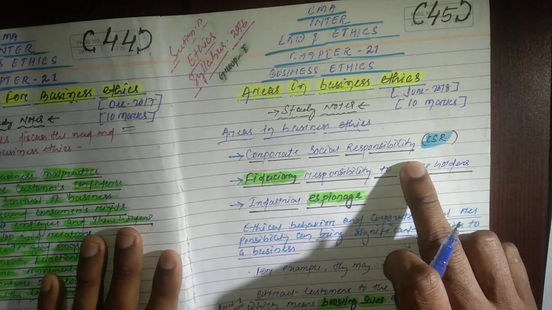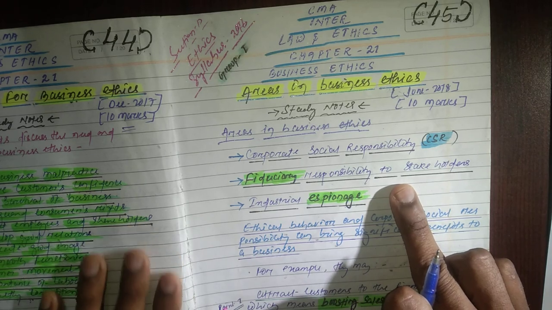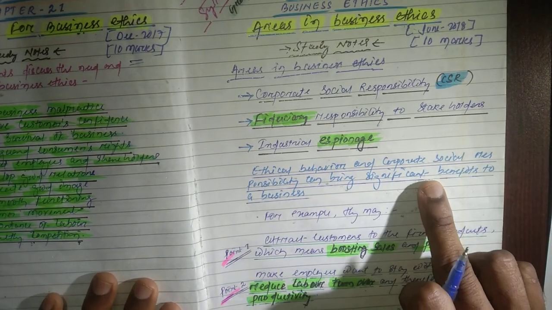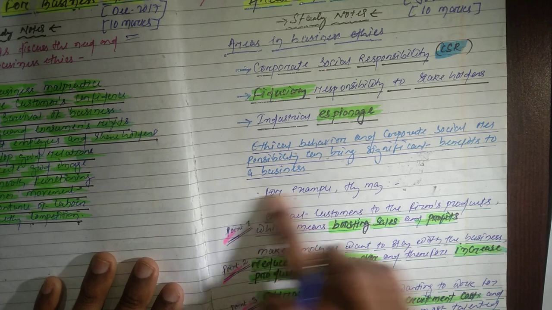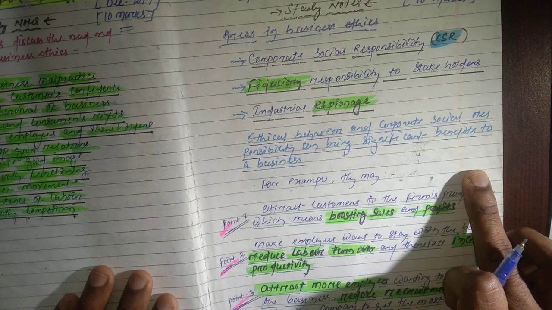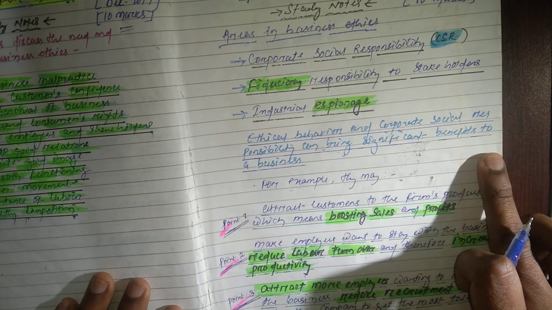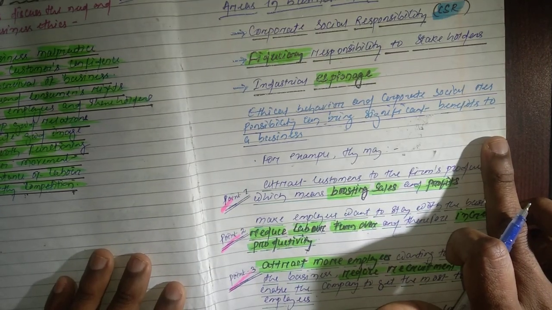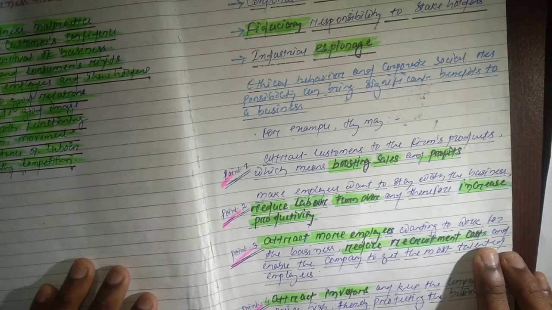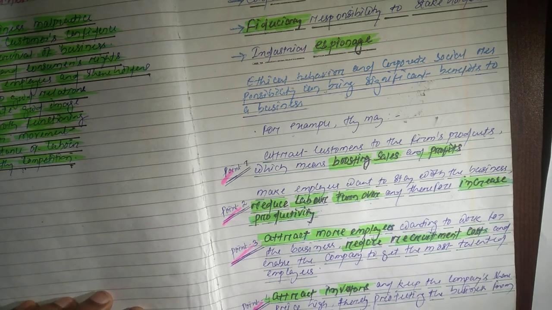One is corporate social responsibilities, then fiduciary responsibility to stakeholders, then industrial espionage, right? Then ethical behavior and corporate social responsibilities can bring significant benefits to a business. So what are the benefits? Let's discuss such important benefits of ethical behavior and corporate social responsibilities.